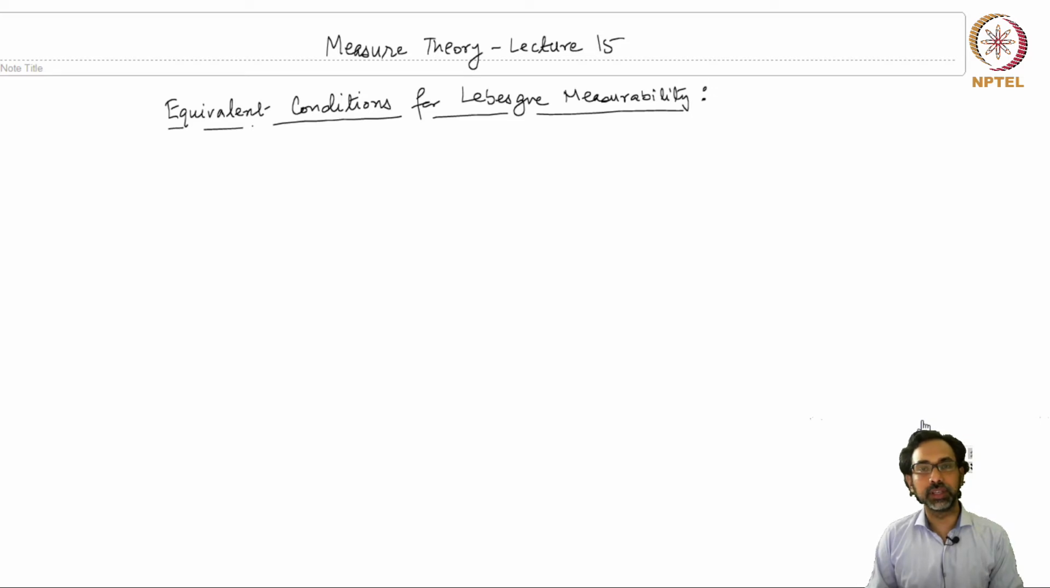In the last lecture, we have seen that the class of Lebesgue measurable sets is very big, and in particular it is closed under taking complements, taking countable unions, and taking countable intersections. So in this lecture we will look at some equivalent criteria for Lebesgue measurability. We have given one definition of Lebesgue measurability, and we will see that there are plenty of other equivalent criteria that one can write for the definition of Lebesgue measurable sets.